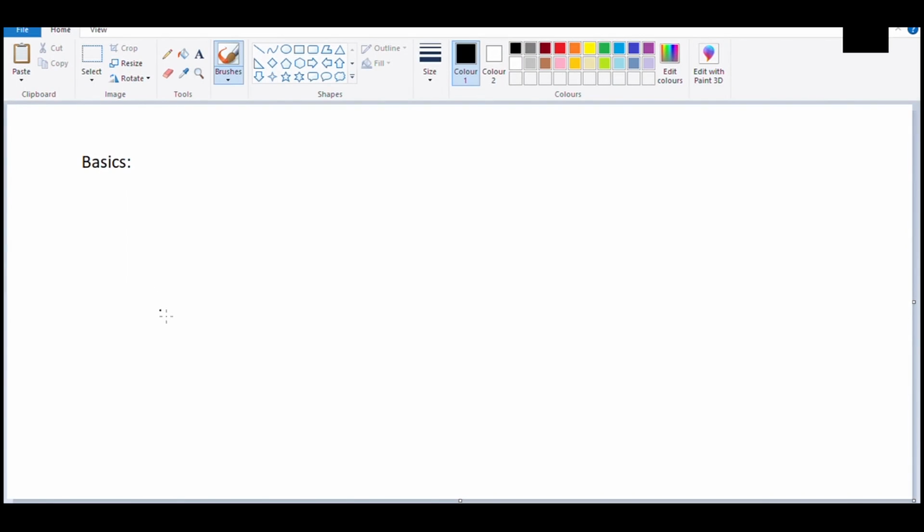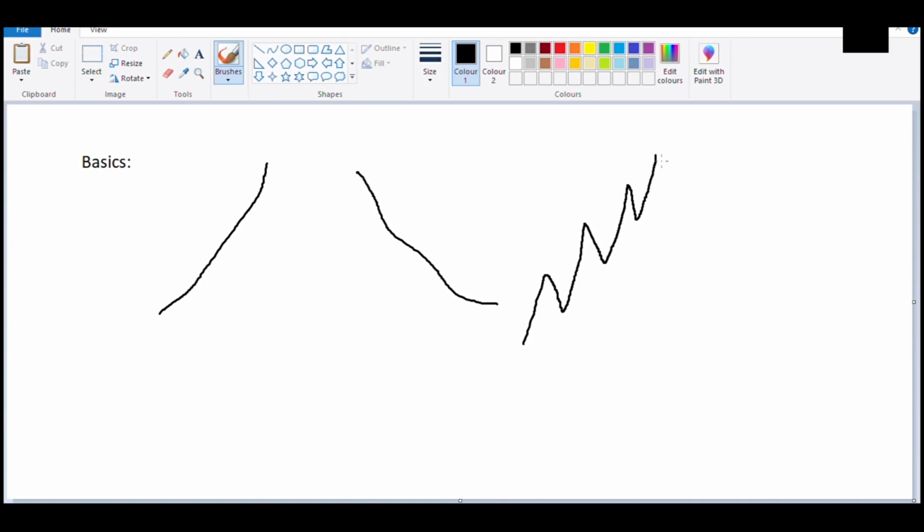Let's see how the stock price will go. The stock price will not go higher like this, or go down like this. It always goes in a zigzag manner. If it is an uptrend, it will go higher and have some correction. It will go higher, have some correction, and go higher again. If it is in a downtrend, it will go down, some correction, go down, some correction, and go down. This is how the stock price moves.